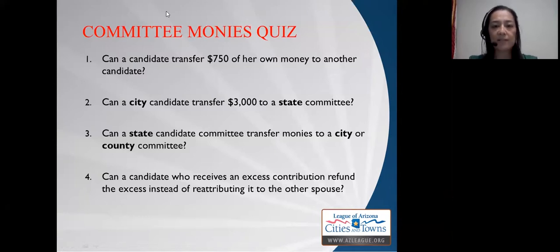But I will see if I can find, I believe there's some information about joint fundraising. And I believe that the Secretary's manual actually talks a little bit more about that as well. So I can send that out so you have that for reference.